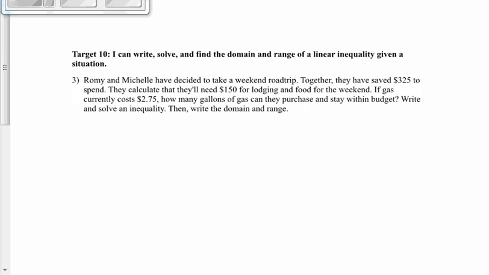So starting with the expression, it's 150 for lodging and food no matter what. But the thing that could change is the number of gallons of gas that they purchase. And it's currently 2.75 per gallon. Plus that 150 that they're going to spend no matter how far they drive, that's just budgeted in. And then overall, they have to spend less than or equal to 325. So this is our inequality based on the situation.